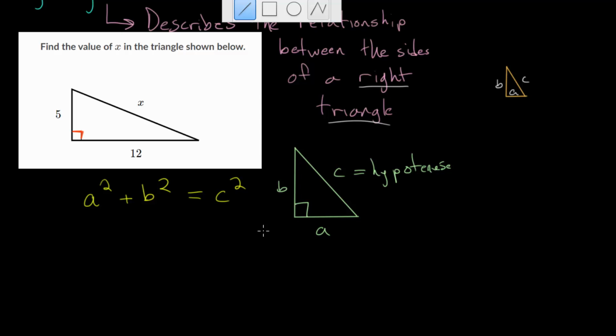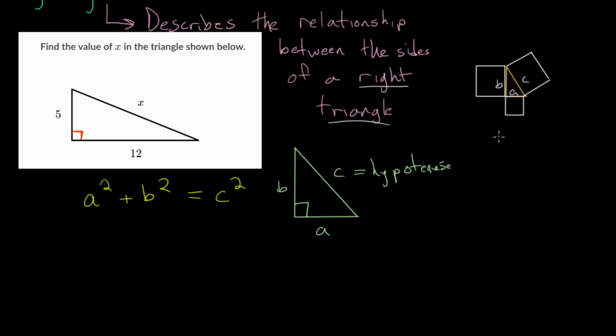So the way the Greeks interpreted this theorem is not in this algebraic formula type of sense. They thought of it more that if you created a square based off the side length of A, so if we had a square built off of A, and we had a square built off the side length of B, that if you added the areas of these squares, that they would be equal to the square built off of side C. So again, the way that the Greeks interpreted this is that the area of the square built on side A plus the area of the square built on side B, if you add those areas together, you get the area of the square on side C.